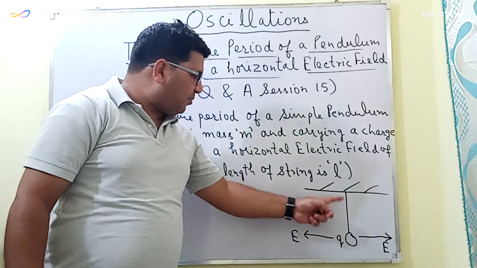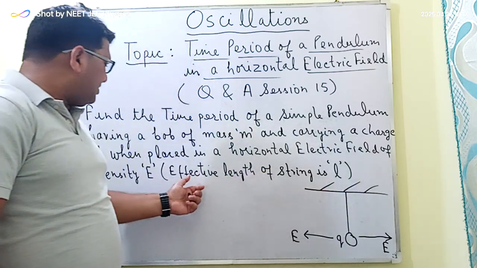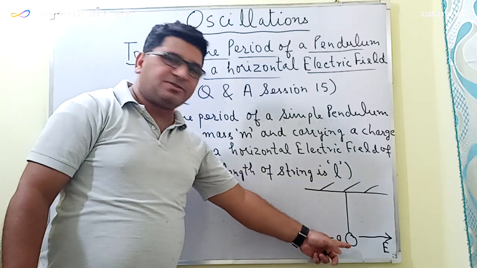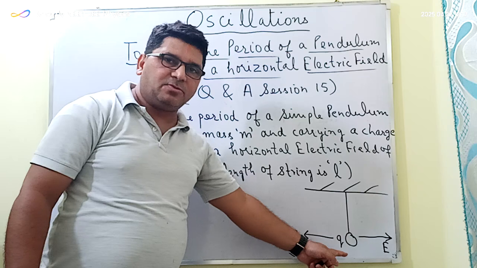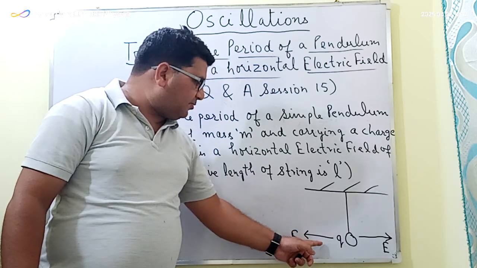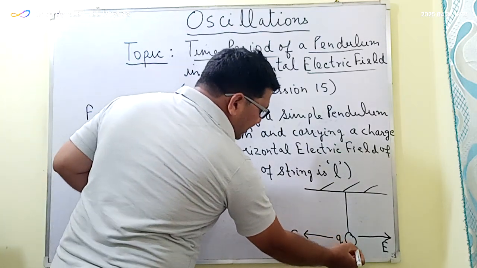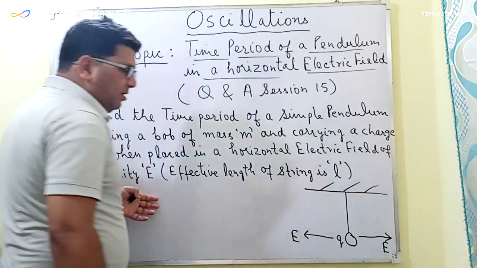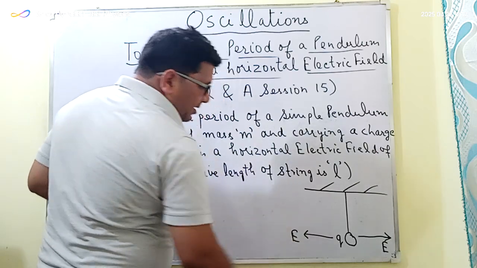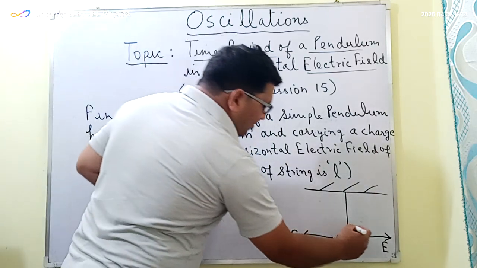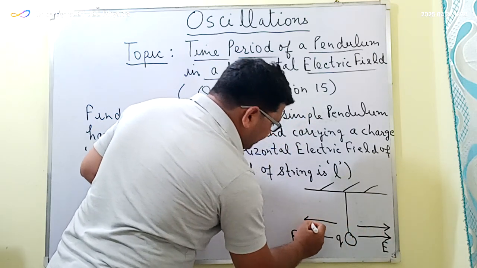This is the pendulum which is suspended from a rigid support. This is the string whose effective length is equal to L. This is the bob of mass small m and carrying a charge q. Now because of this horizontal electric field, an electrostatic force will be exerted on this bob, and the direction of this force will either be this one or it will be this one.